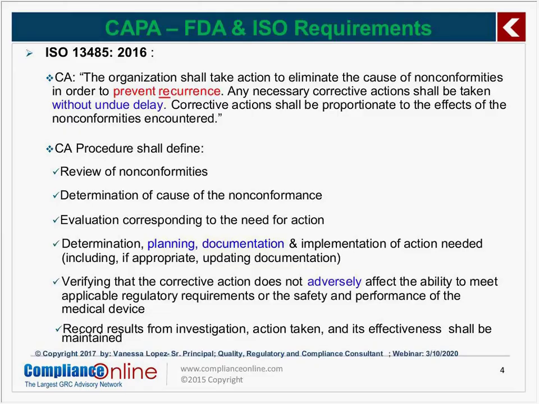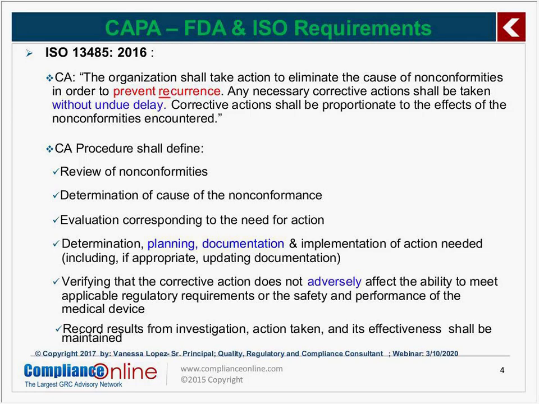Okay, so now we're going to look at the differences or similarities between what FDA requires and what ISO requires with regard to CAPA. So we start off with ISO 13485 of the year 2016, which is medical devices quality management system for regulatory purposes. If you go to 8.5.2, it will talk about the corrective action. If you go to 8.5.3, it will talk about the preventive action.